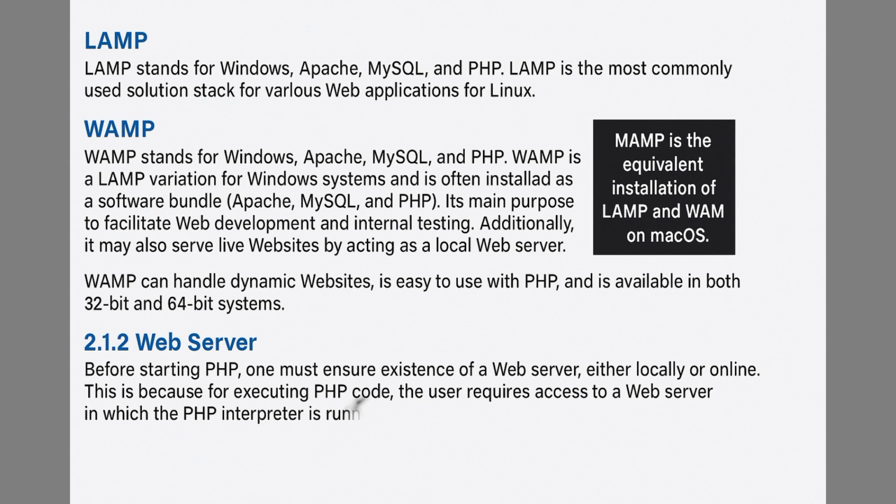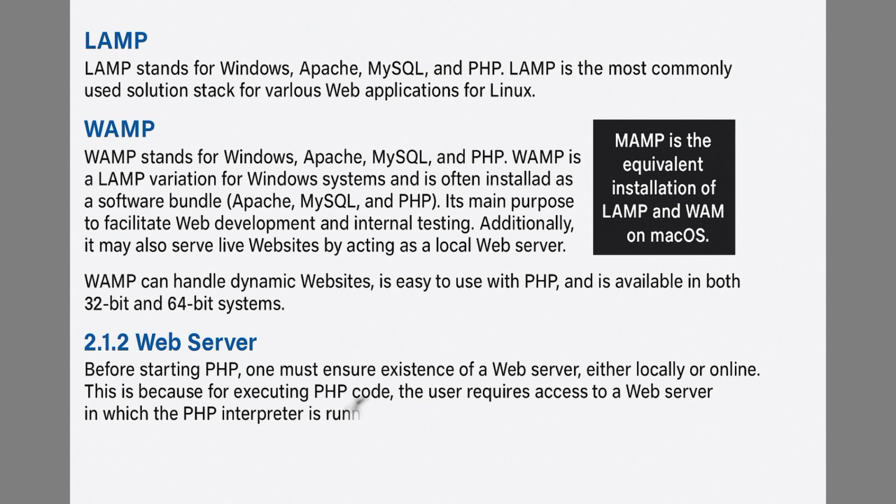WAMP is usually installed as a single software package that bundles all three components, Apache, MySQL, and PHP, together. This makes it much easier for beginners to set up a local web development environment. The main purpose of WAMP is to help developers build and test their websites locally before uploading them to a live server. However, WAMP can also be configured to host live websites if needed.